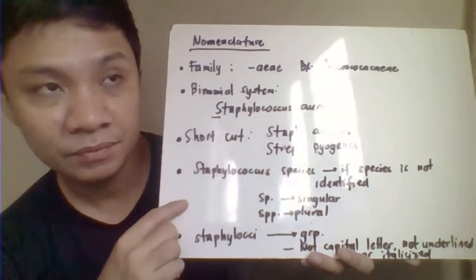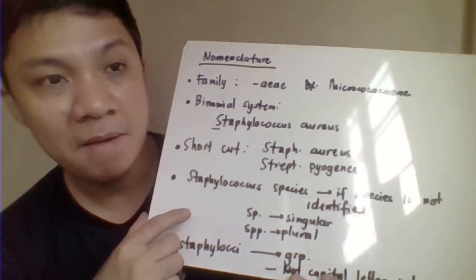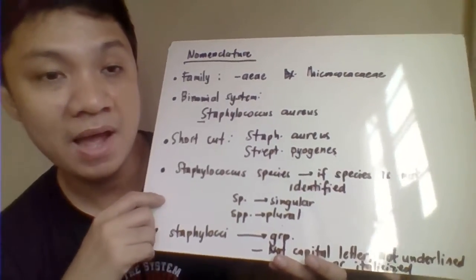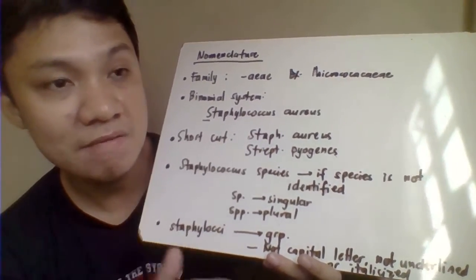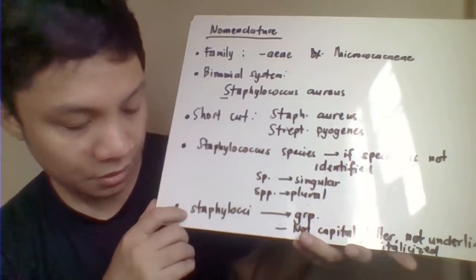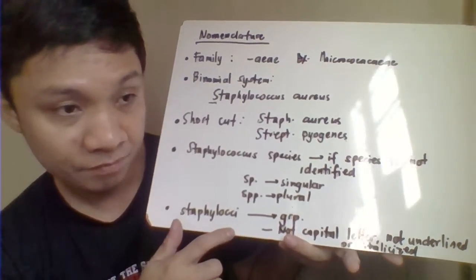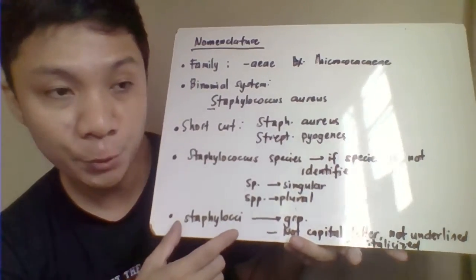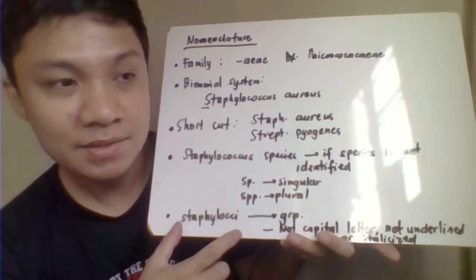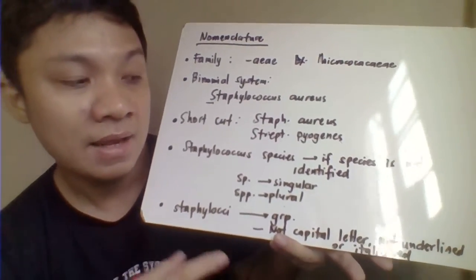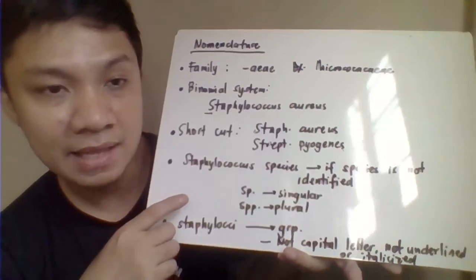Okay, so that one. Pag sinabi na strep species here, streptococcus species, hindi natin ma-identify kung anong specific na species for that. On the other hand, you could also write the group here like Staphylococci or Streptococci. Pag group siya, this one is not a capital letter, hindi siya naka-underline, at hindi rin siya naka-italicize.